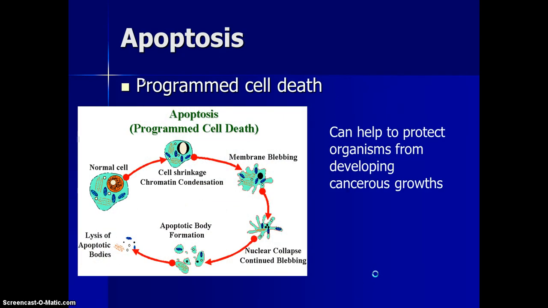One of my favorite words, apoptosis. Apoptosis is programmed cell death. Cells have the ability to program themselves to die because they understand that they are mutated and are bad. This can help to reduce the amount of cancerous growth.